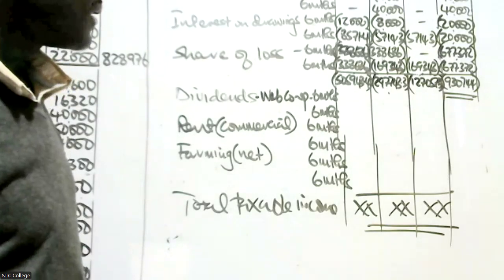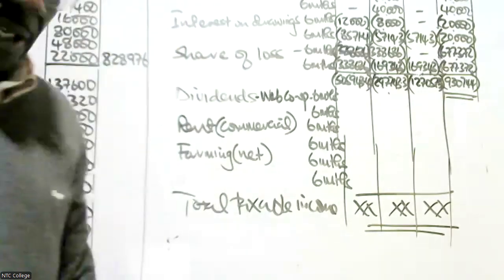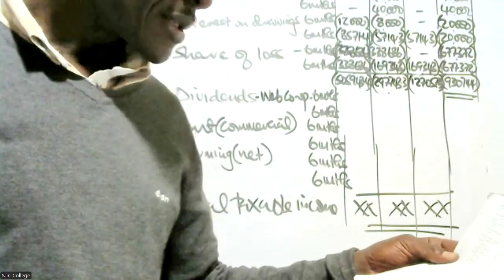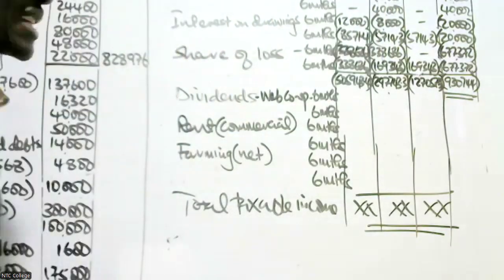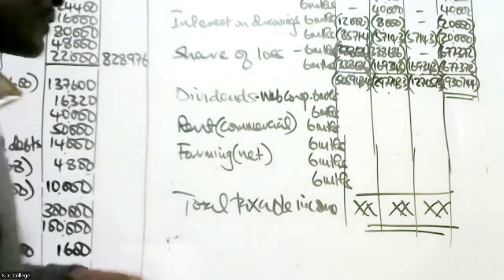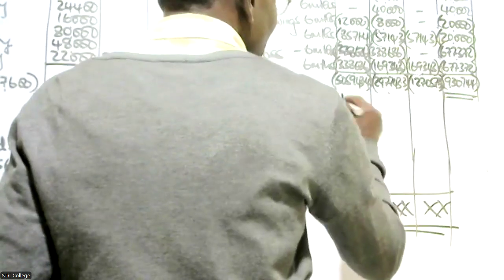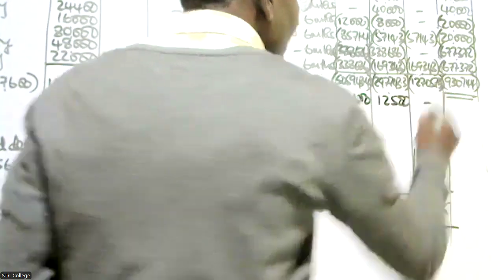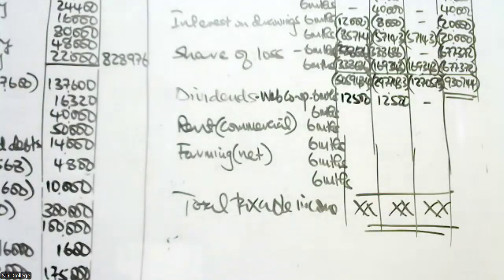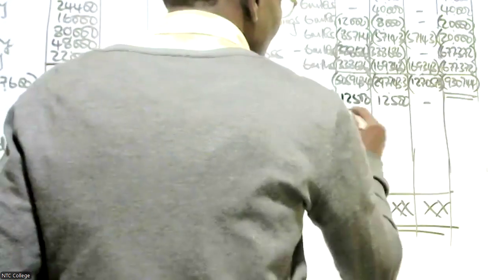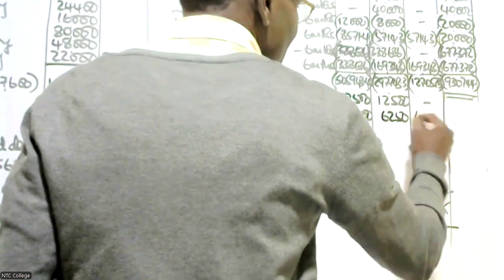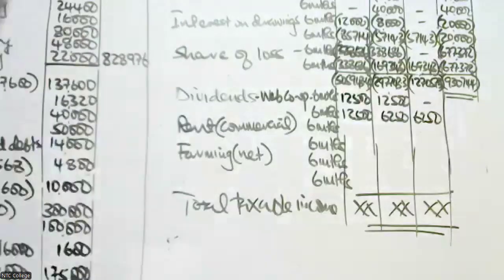Let me just give you an example. Dividends in the statement have been given as 50,000. I will get half. Half is 25,000, so Baraka will get 12,500 and 12,500. The other 25,000 is split 12,500, and then 6,250, 6,250. I've already finished with dividends.